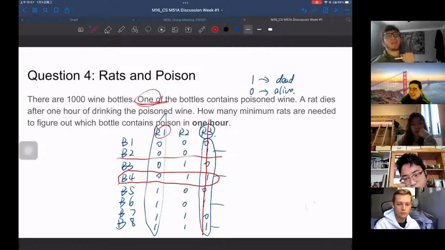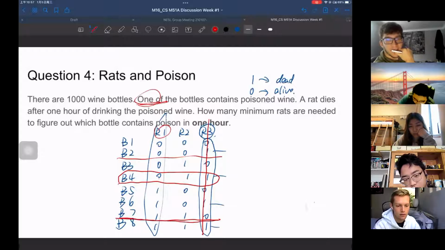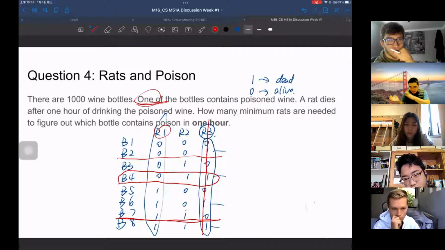But then how? Because one is dead, that means some bottles that aren't poisoned, they're drinking and dying. No, not really, because each rat drinks four bottles. For B7, we have rat 1 and rat 2 both dead. That's horizontally. We firstly let the rats drink in the vertical order, like R2 drinks this combination, and we observe the results. Only one of these 8 cases can happen, because we are doing such encodings.